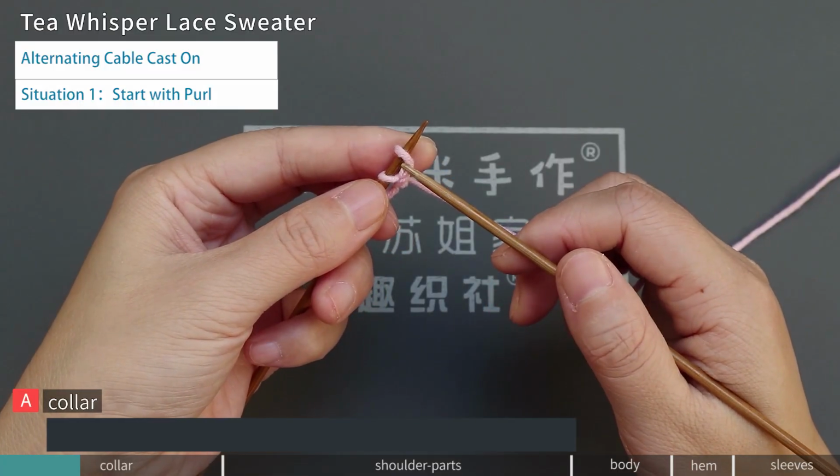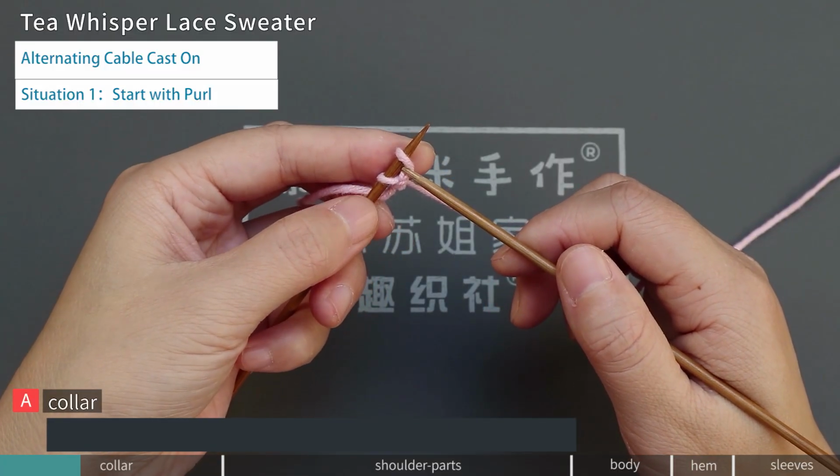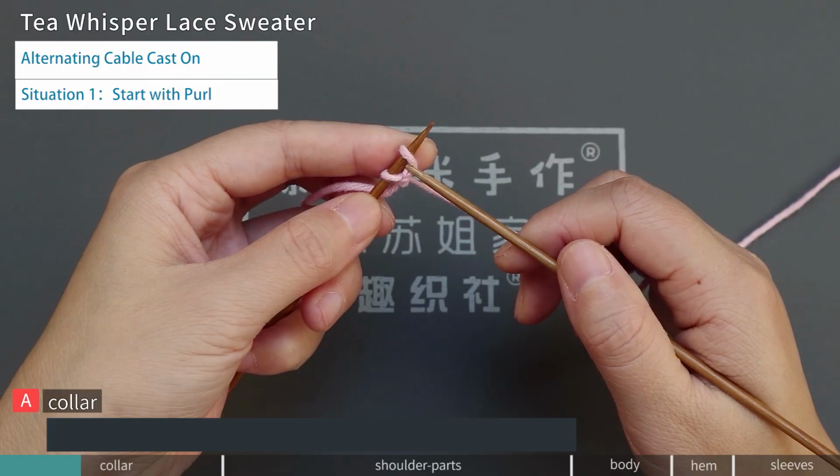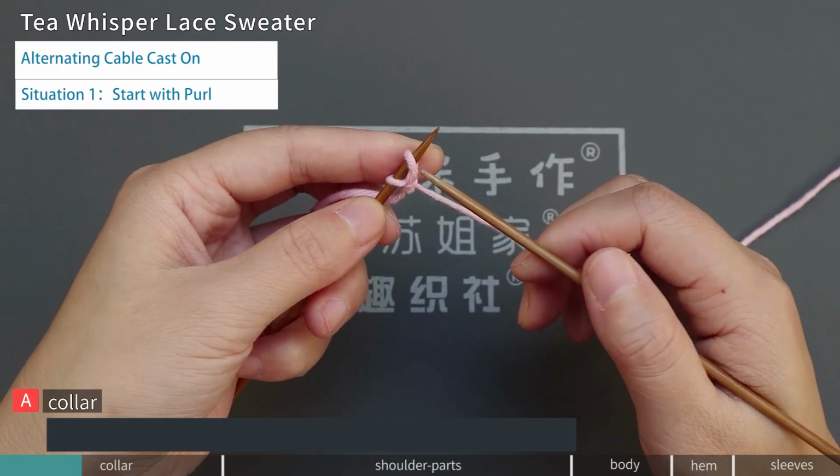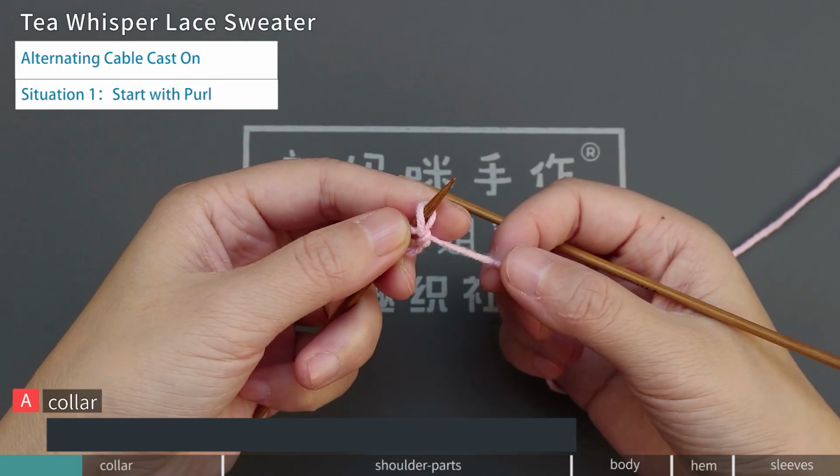Don't make the yarn too tight. Otherwise, it will be difficult to pick up stitches later. The second knit stitch is now cast on. You can see the yarn is below.